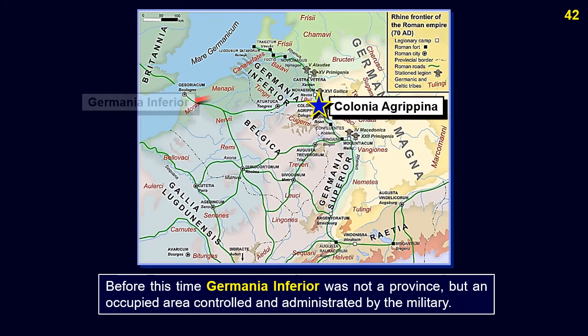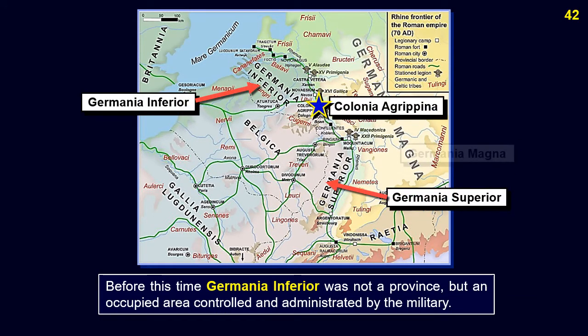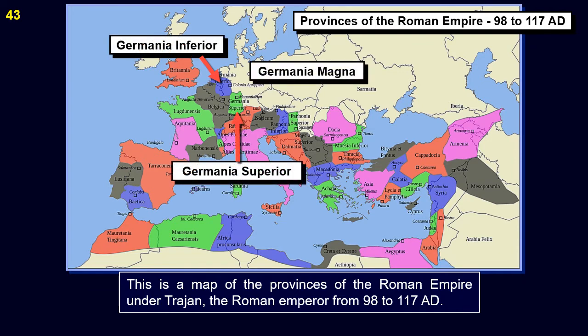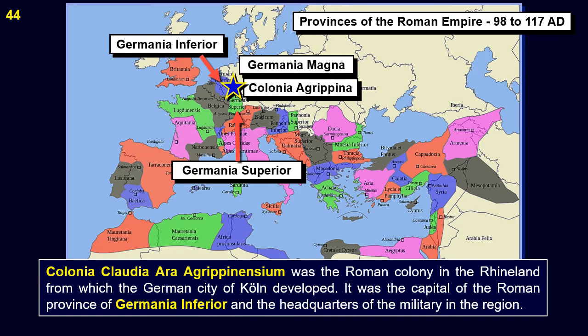Before this time Germania Inferior was not a province, but an occupied area controlled and administrated by the military. This is a map of the provinces of the Roman Empire under Trajan, the Roman Emperor from 98 to 117 AD. Colonia Claudia Aera Agrippinensium was the Roman colony in the Rhineland from which the German city of Köln developed. It was the capital of the Roman province of Germania Inferior and the headquarters of the military in the region.